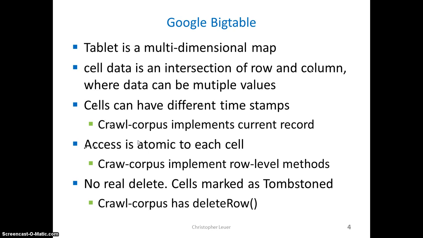There's no such thing as a delete. You can't actually delete the data from the table or from the storage. Instead, cells are marked as tombstone, so the Google APIs will hide the data from you when you try to access it. It won't show the data if you do a scan on the table or a get. My implementation uses row-level methods to make it easier to write data and read data. I also implemented a delete row, although all that does is tombstone the data.